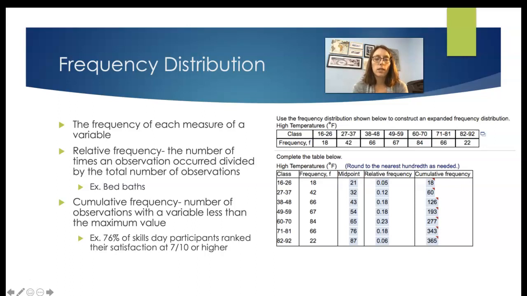The cumulative frequency is the number of observations with a variable less than the maximum value. So for example, 76% of skills days participants ranked their satisfaction at 7 out of 10 or higher. That doesn't mean that 7 out of 10 was the score that they all chose. They may have scored an 8 out of 10, a 9 out of 10, or a 10 out of 10. So a cumulative frequency is adding those percentages together to come up with a final amount. The key here is that 76% of people thought it was satisfactory. Okay? And you can kind of see some examples of some of those things over here.